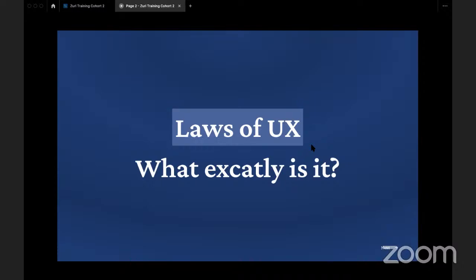So to recap, laws of UX are some laws set aside for you when designing a product. Laws you should follow when designing a product. So there are some laws I'll be talking about today based on the questions you guys asked.